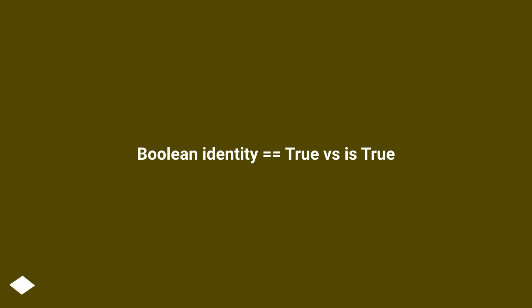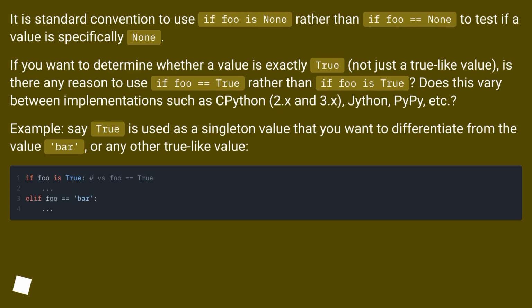Boolean identity: equals true versus is true. It is standard convention to use "if foo is None" rather than "if foo == None" to test if a value is specifically None. If you want to determine whether a value is exactly True, not just a true-like value, is there any reason to use "if foo == True" rather than "if foo is True"?